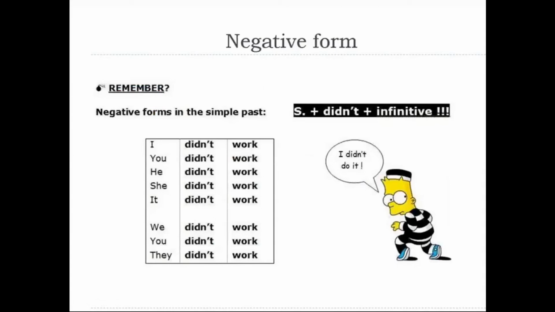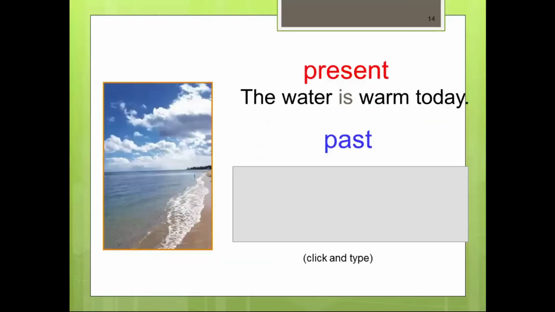And if we want to make a negative sentence, we just add didn't: subject plus didn't plus verb infinitive. For example, I didn't work, she didn't work, and so on and so forth. Well, it's your turn again. A sentence is given. This sentence is in present simple. Your task is to put this sentence into the past one.